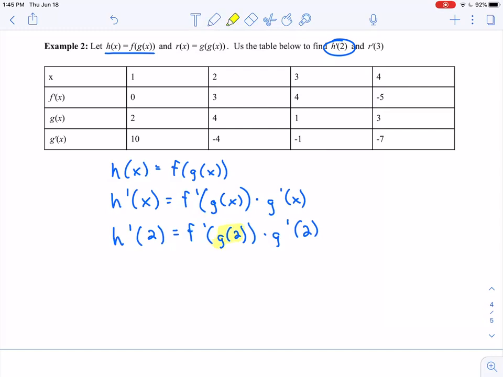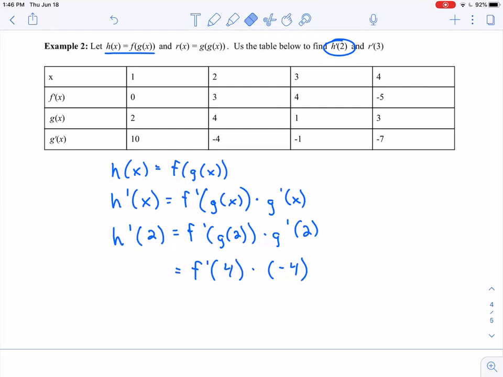So first I'm going to look at g of 2. Right here I have an x value of 2, and g of 2 is equal to 4. So that's this guy right here. So this is really f prime of 4 times, now I need g prime of 2. Well, g prime of 2, that is negative 4, so times negative 4.